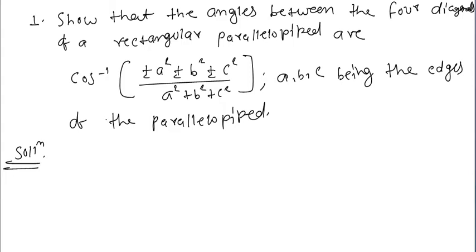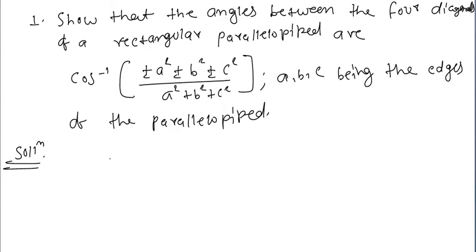Now the first question is, what is a parallelepiped? A parallelepiped is nothing but the extension of the parallelogram in three-dimensional space. And what is a rectangular parallelepiped? A rectangular parallelepiped is the extension of rectangular surfaces in three-dimensional space. So I think you understand what a rectangular parallelepiped is.